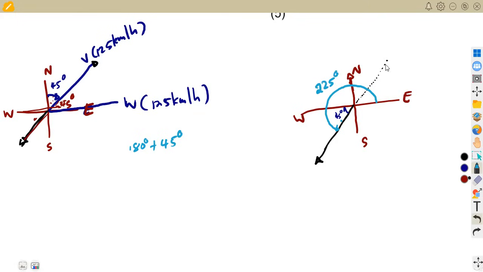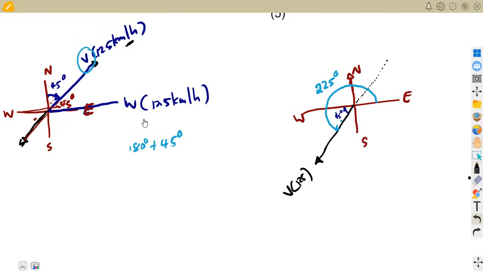All right, so we have reversed the V in this case. It's no longer where it was before. We are now having our V at this direction here. So this is our V, which was at 125 kilometers per hour.